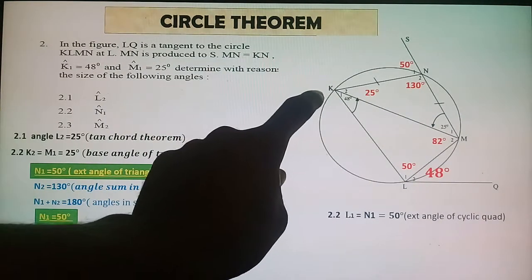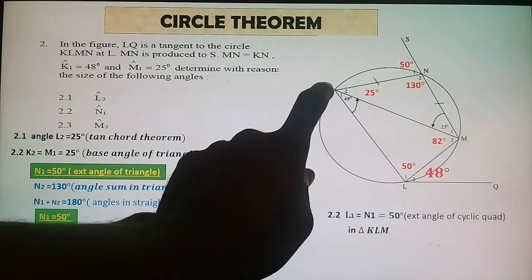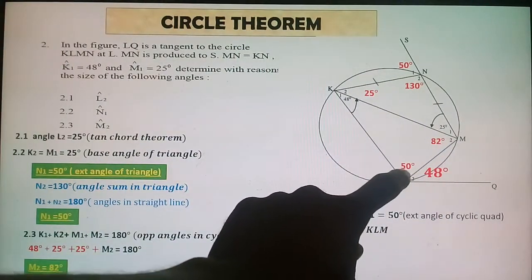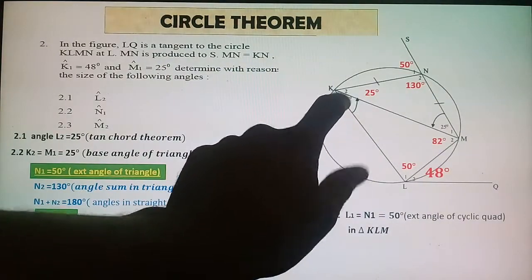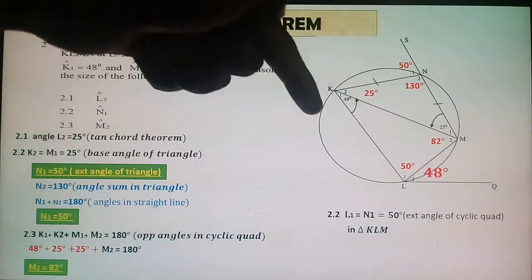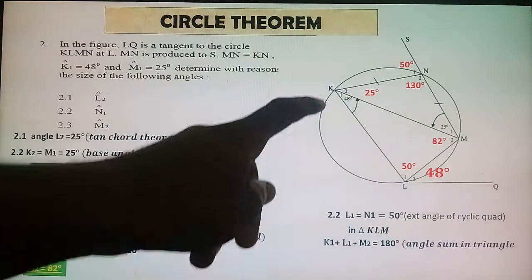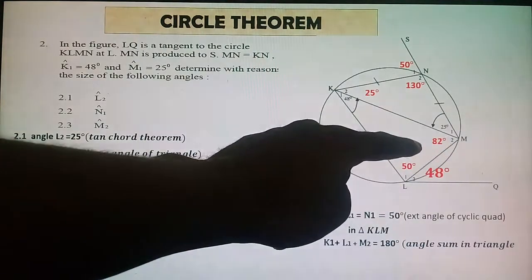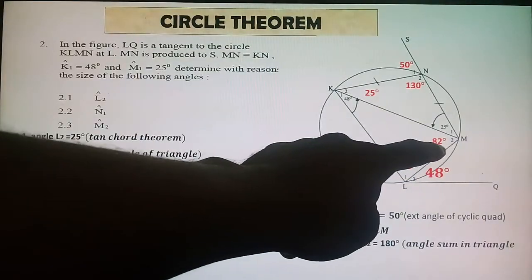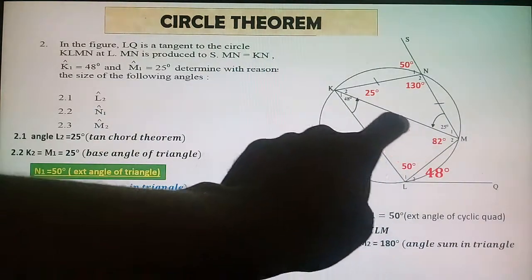But here, can you say that now? In triangle KLM, we know that one equal to 50 degrees and that one equal to 48 degrees. Can you find that one? Yes, because we know the sum of the angles in a triangle add up to what? 108. It means if I add K1 plus M1, plus L1 plus M2 equal to what? 180 degrees, because the sum of the angles on a straight line.